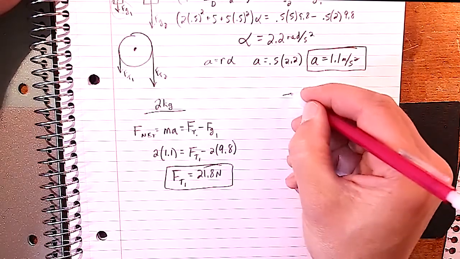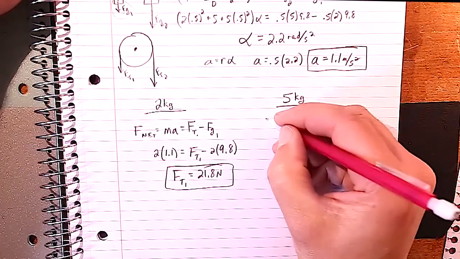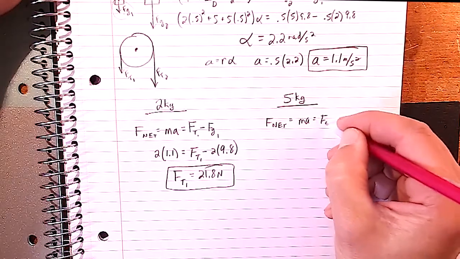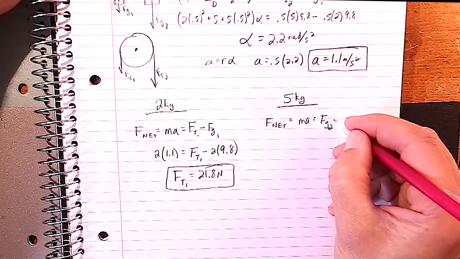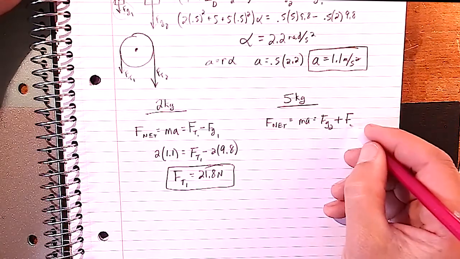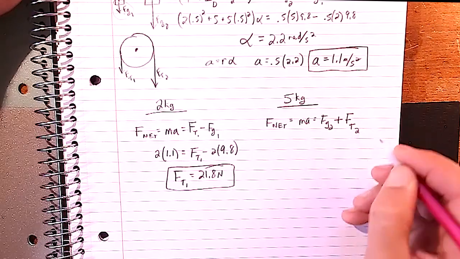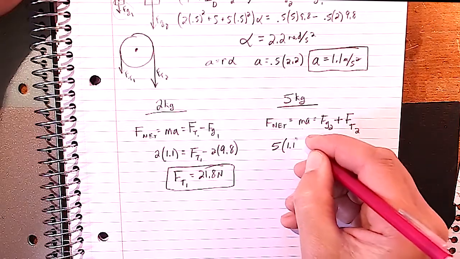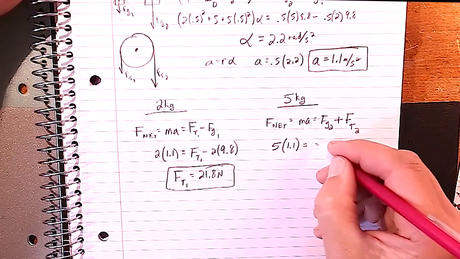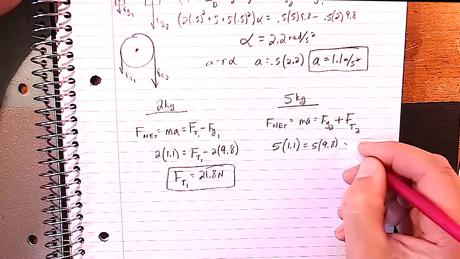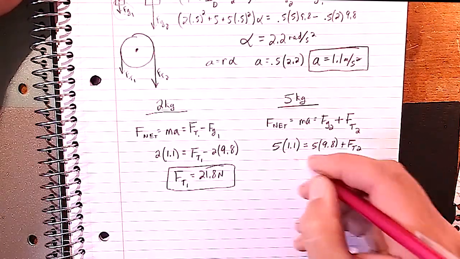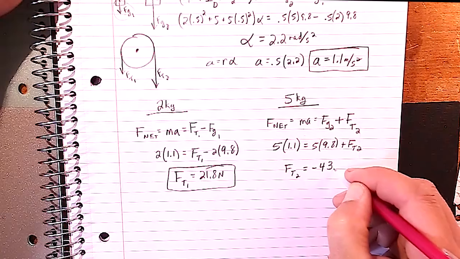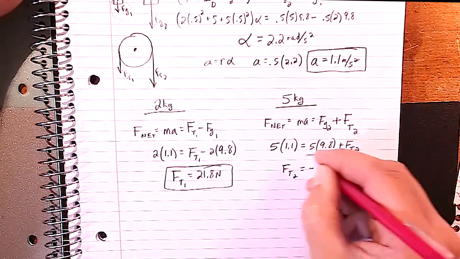On the other side, we have the 5 kilogram block. So that's going to be F net equals ma equals Fg2. And again, we're going to leave this as positive to let the formula predict what that value is going to be. So ma, this time we have 5 on this side, 1.1. It's also in the positive direction. That's 5 times 9.8 plus Ft2, our unknown. And then we do the math and you get negative, as we would predict because it's up, negative 43.5 newtons.